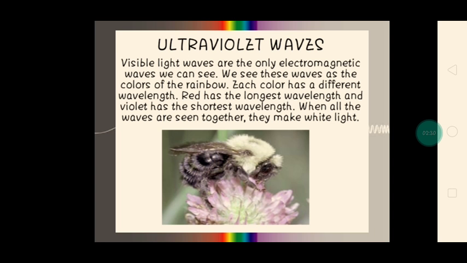The next is ultraviolet waves. Ultraviolet waves are the only electromagnetic waves we can see. We see these waves as the colors of the rainbow. Each color has a different wavelength. Red has the longest wavelength and violet has the shortest wavelength. When all the waves are seen together, they make white light.